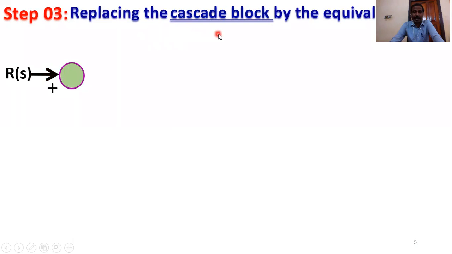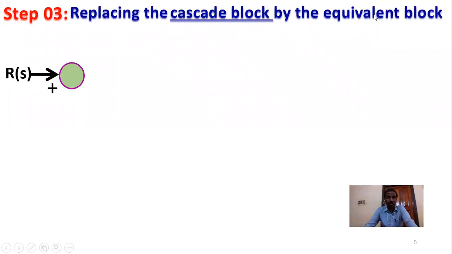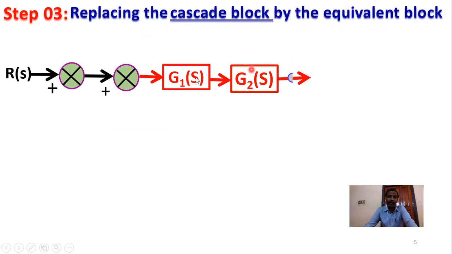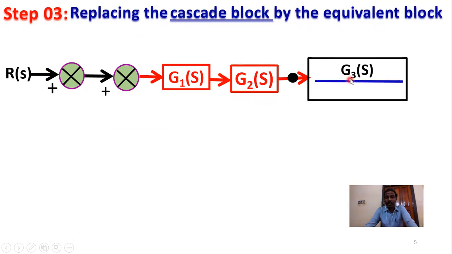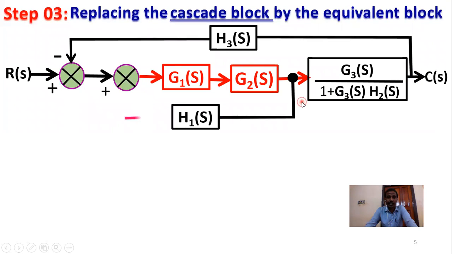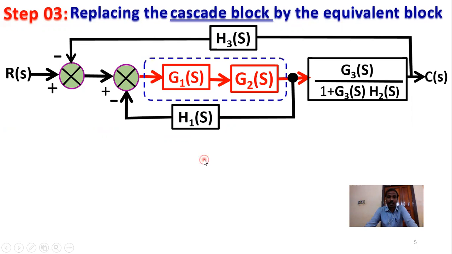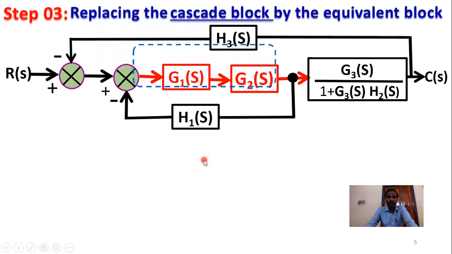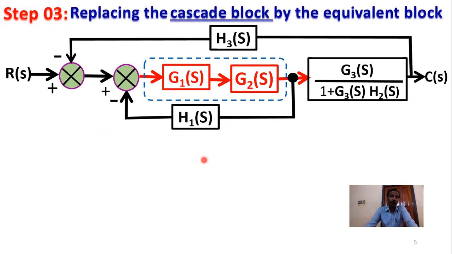Then replacing the cascade block by equivalent block. Which one is the cascade block? G1(s) into G2(s). This is the cascading block or series block. And G3(s) by 1 plus G3(s) into H2(s). This is the feedback loop H3(s) and this is the feedback loop H1(s). So solve this cascade block. What is the formula?